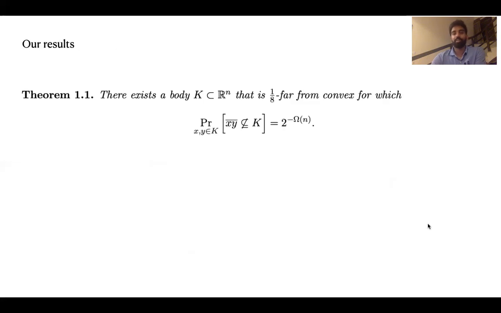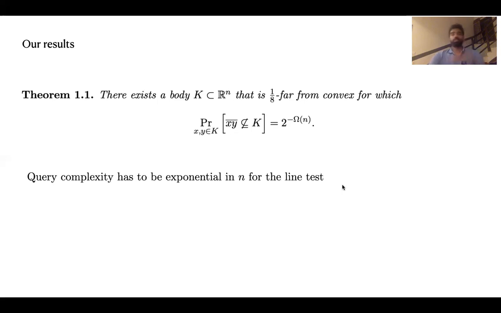In our first theorem, we show that's not possible: you have bodies that are actually a constant far from convex, and the probability that the line joining two random points goes out of the body is extremely low. So this rules out the line test. And so what else can we do?